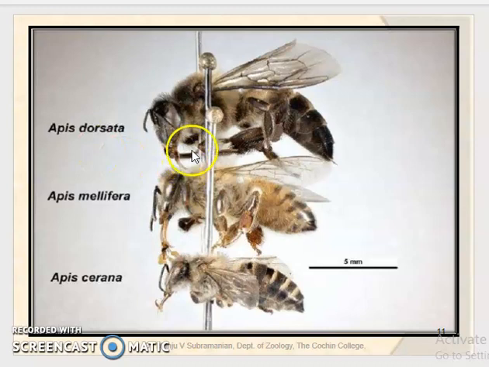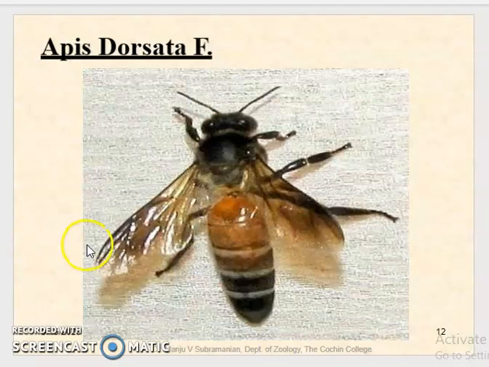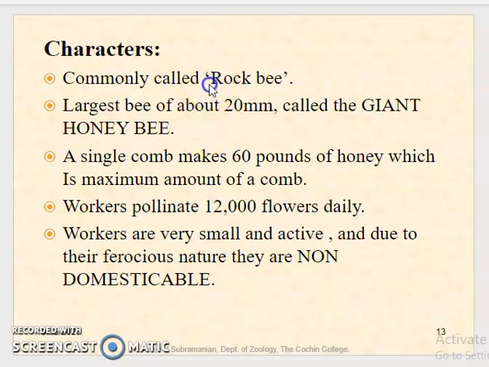Let's see each of the characteristic features of these honeybees. This is the Apis dorsata. They are also called rock bees, and they are the largest bees, about 20 millimeters, and are called giant honeybees. A single comb makes about 60 pounds of honey, which is the maximum amount from a comb.